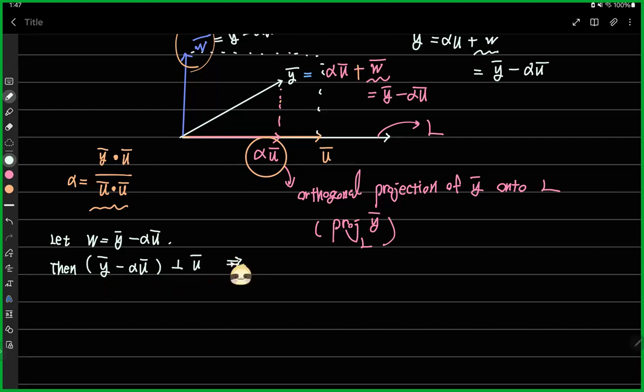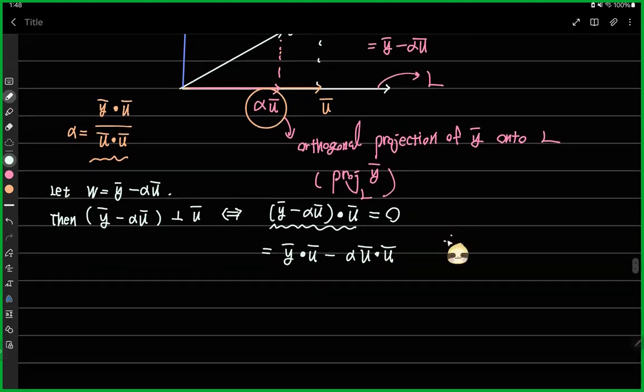If and only if, that symbol means orthogonal. That means 0 is y minus alpha u, dot product with u, equal to 0. The left hand side is equal to y dot u minus alpha u dot u. Now this is equal to 0, so alpha is y dot u over u dot u.